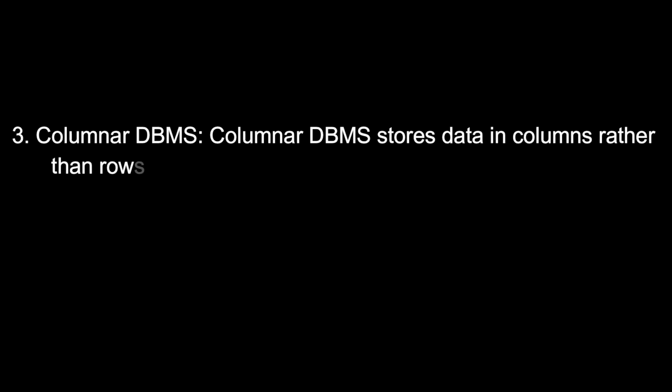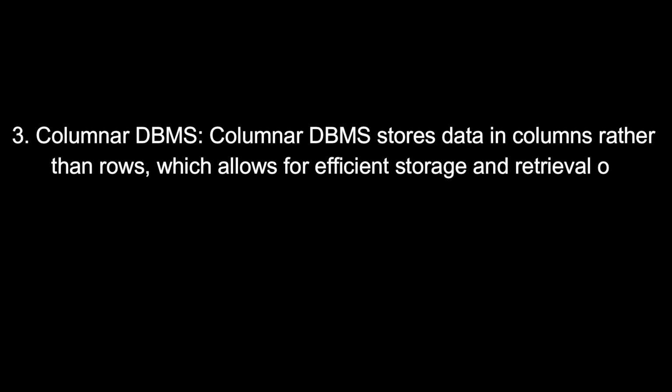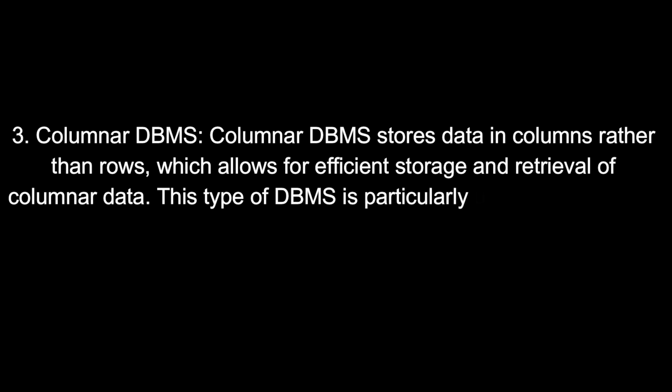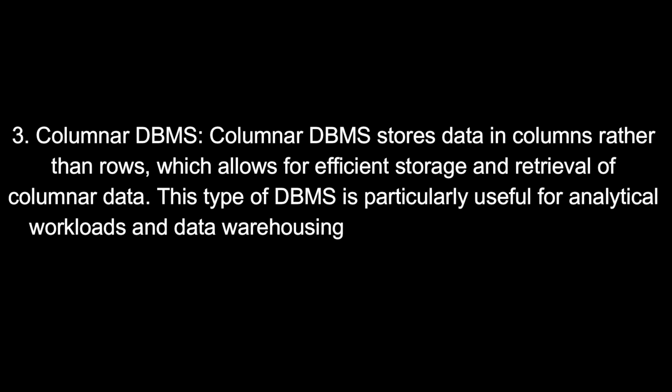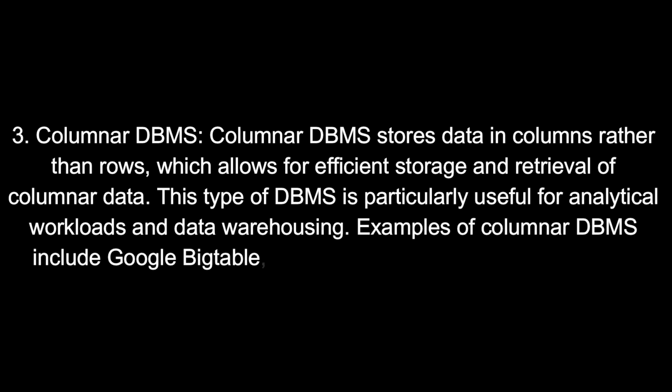3. Columnar DBMS. Columnar DBMS stores data in columns rather than rows, which allows for efficient storage and retrieval of columnar data. This type of DBMS is particularly useful for analytical workloads and data warehousing. Examples of columnar DBMS include Google Bigtable, Amazon Redshift, and Apache HBase.